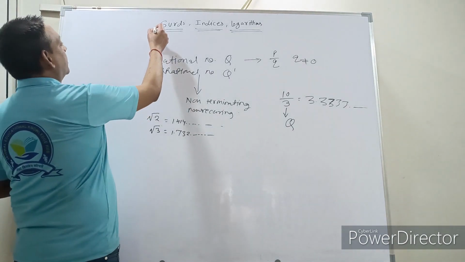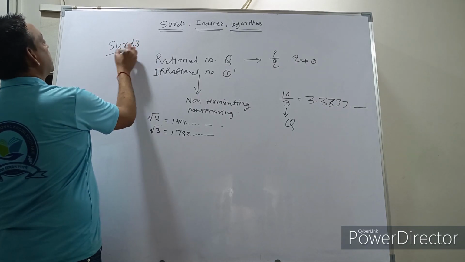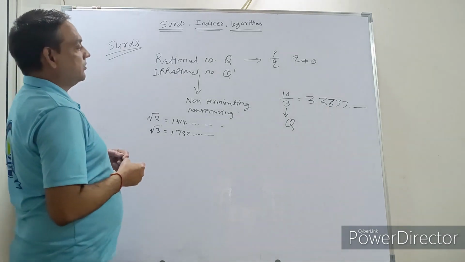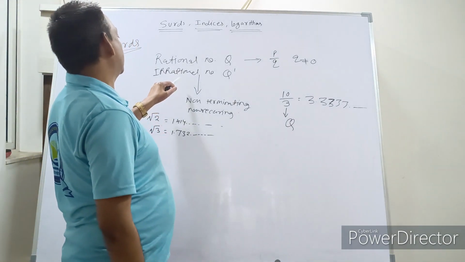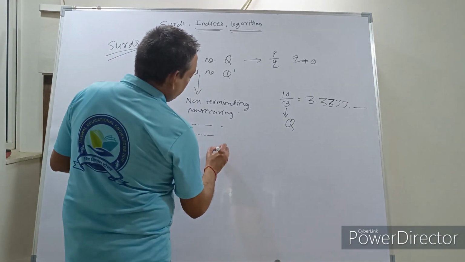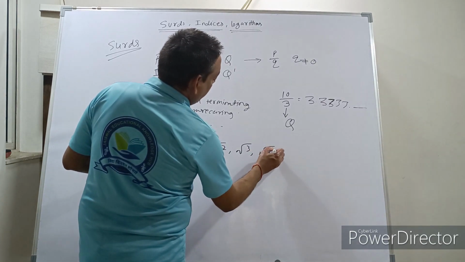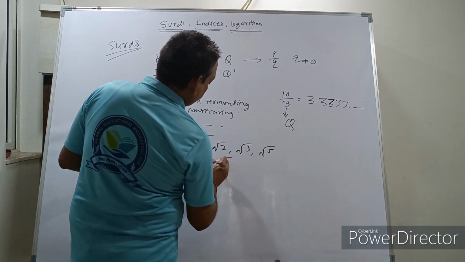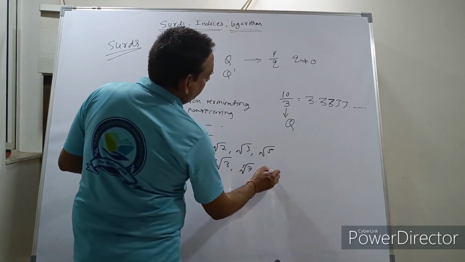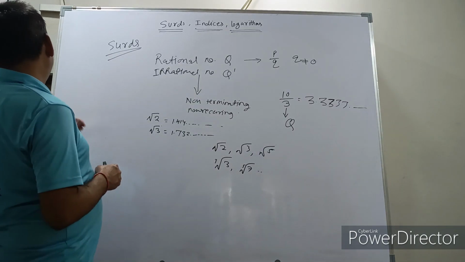So in the chapter on surds, we'll be studying this type of number, numbers which are not rational, that is, irrational numbers. Indirectly we'll be studying root 2, root 3, root 5, cube root of 3, fifth root of 7, all this type of number. So let's start properly.